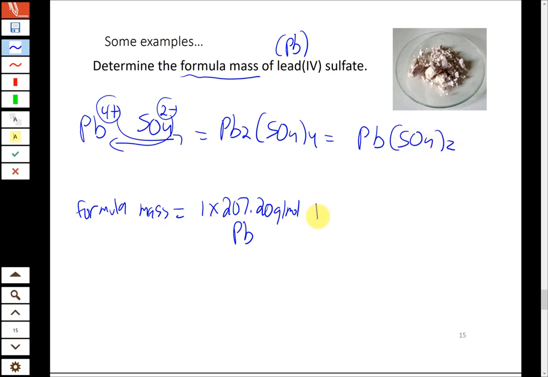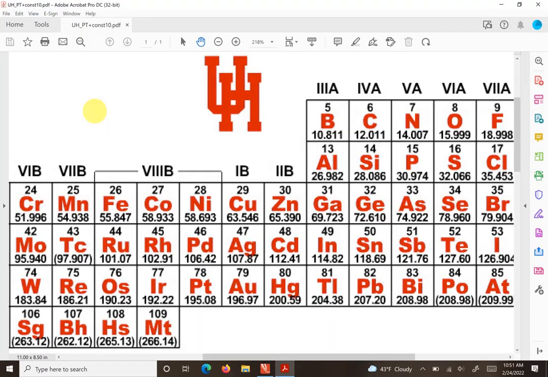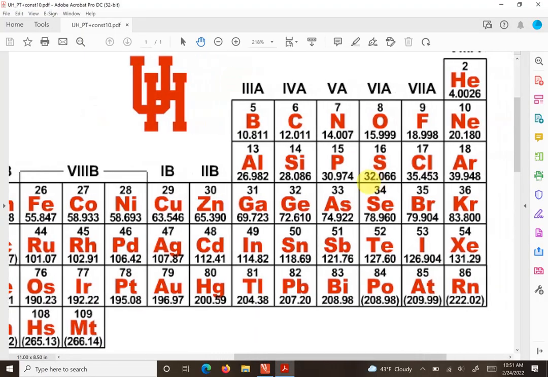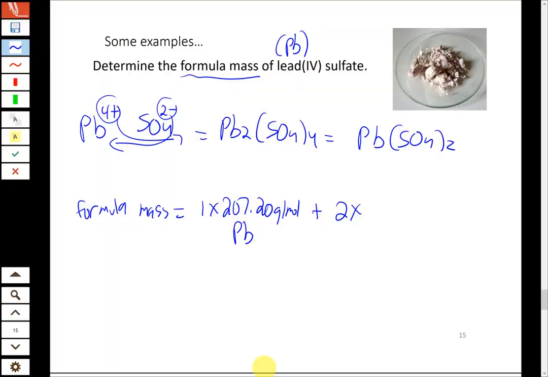So for sulfur, we need to take 2 of them and account for that in the formula mass. And the atomic mass of sulfur is right below oxygen, 32.07. Usually 2 decimal places is perfectly fine, even though it's given to you with 3. And then oxygen is up here, 16 again, that we saw last time. So we just have to make sure that we count the number of those correctly. So there's 2 sulfurs in the formula because there's 2 whole sulfates. And then for oxygen, we have 4 times 2 is 8 oxygens.